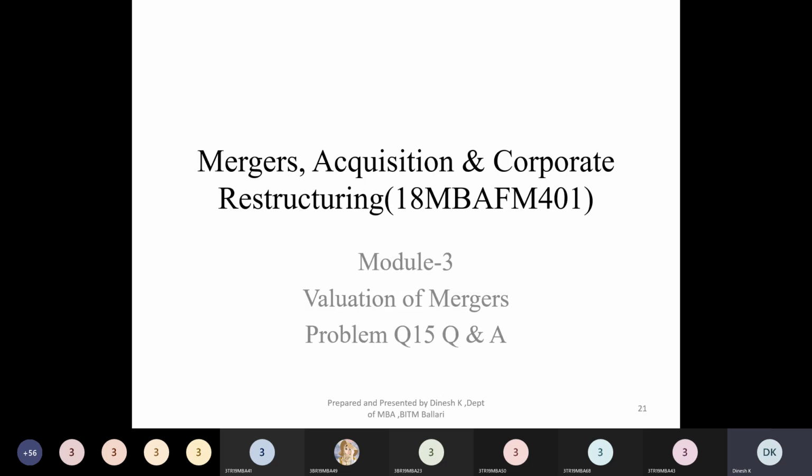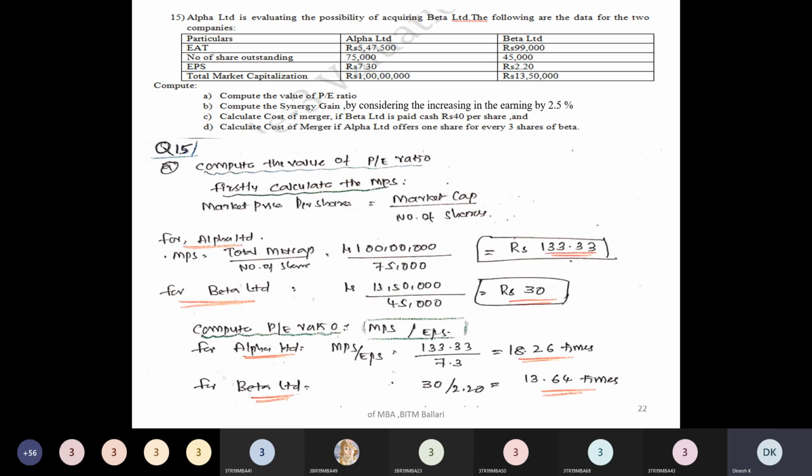Let's look at question number 15. Question number 14 is similar to this problem, so you can take that as homework. So question number 15. What is this question? Let's first understand the given question of question number 15.